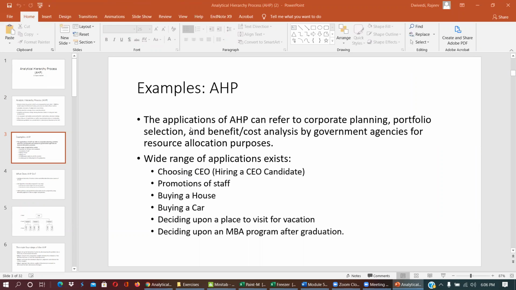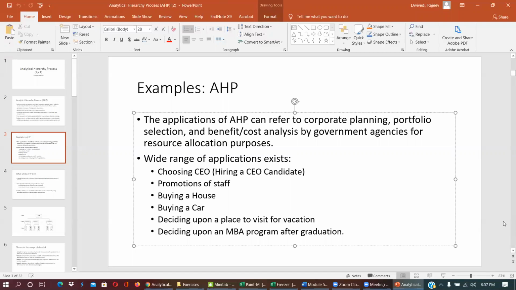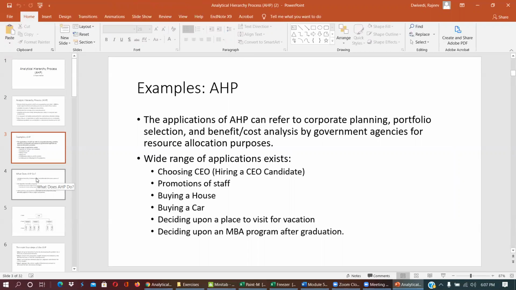A wide range of applications exists: choosing or hiring a CEO or CIO, promotions of staff, buying a house, buying a car, deciding upon a vacation plan, deciding upon an MBA program after graduation. So there are many situations where you can do this. For example, in India, one of my friends used this approach for his marriage. He selected a life partner based on these criteria.